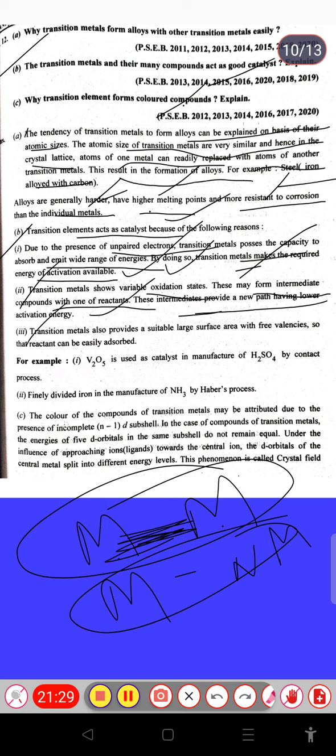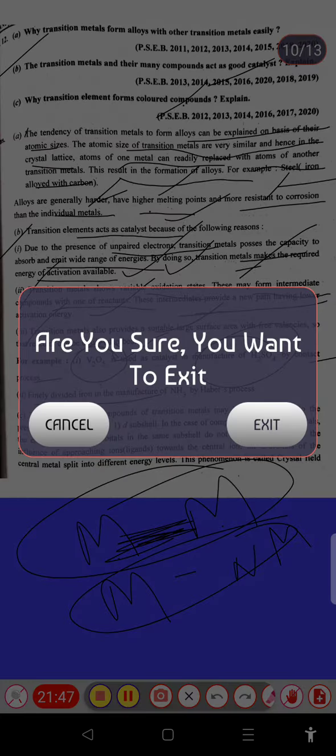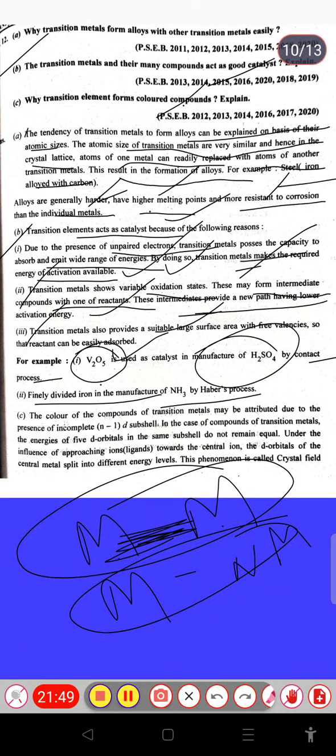And third one, transition metals also provide a suitably large surface area with free valences, so the reactants can be easily absorbed. For example, vanadium pentoxide acts as a catalyst in the manufacture of sulfuric acid, which is also called the contact process. And finely divided iron is used in the Haber process. The Haber process is used for the production of ammonia.